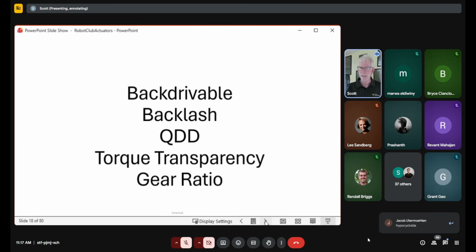Yes. Okay, so before we actually get into that, we want to go through a couple of these terms, because it's very important to understand how they affect the selection of the reducers. So: backdrivable, backlash, QDD, torque transparency, and gear ratio. Who wants to take the first one? What do we mean by backdrivability?